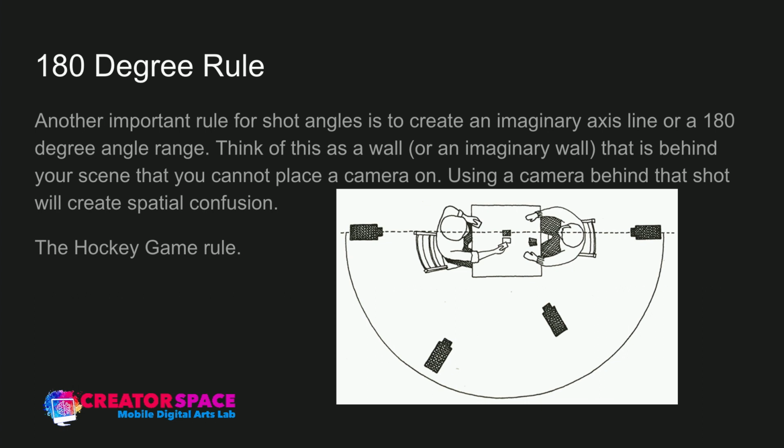So another important rule is that the shot angles are used to create an imaginary axis line or a 180-degree angle range. So if you think of this as a wall, so right now, you're looking at me like this, and on this side, there's literally a wall, right? So that works. So I wouldn't put a camera on this side of the wall, and that becomes the line, right? But I can have cameras all around me, right?